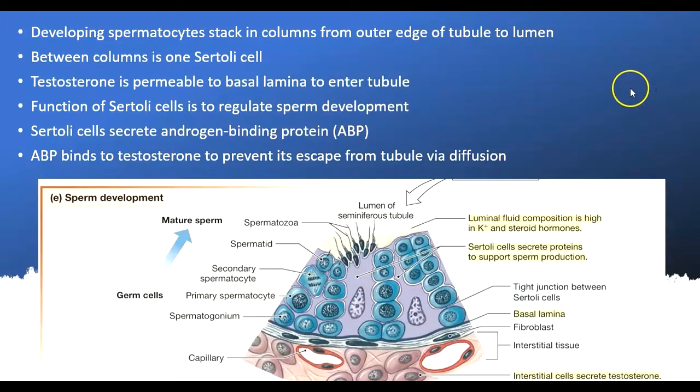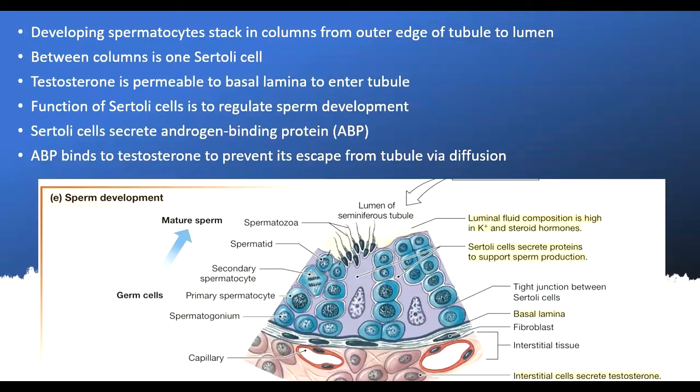Moving on to the next slide, the developing spermatocytes stack into columns from the outer edge of the seminiferous tubule into the lumen. We can see them stacking upwards. This is a better diagram over here. In between those are the Sertoli cells. Again, these are the ones that provide nourishment, so they're very important to the overall development of the spermatocytes.